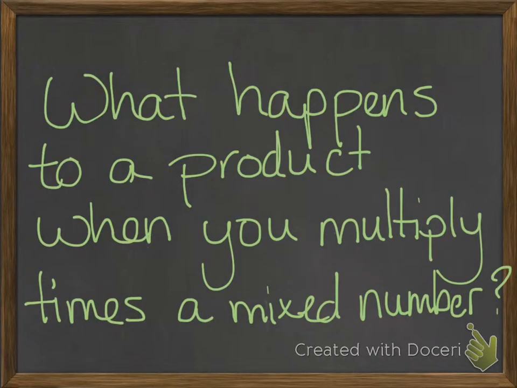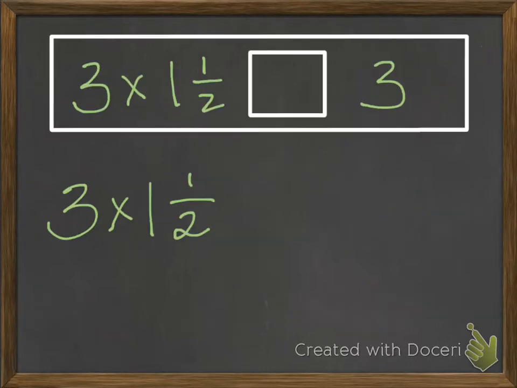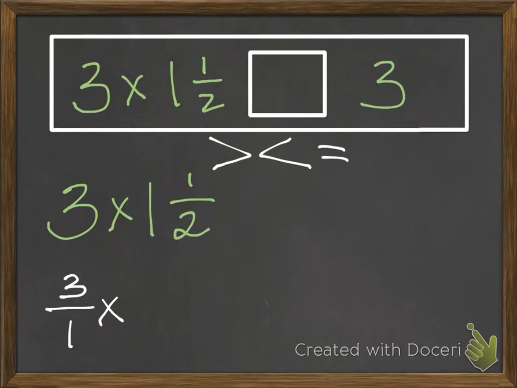Now what happens to the product when you multiply times a mixed number? So if I multiply times like 1 1/4 or 2 3/2 or 4 5/6, those are all mixed numbers. What's going to happen to the product when I multiply times this? So we have 3 times 1 1/2. Is that going to be greater than, less than, or equal to 3? Let's find out. 3 times 1 1/2. So I'm going to put my 3 over 1 times, and then I've got to change my mixed number, 1 1/2. 1 times 2 is 2, plus 1 more is 3, 3/2.